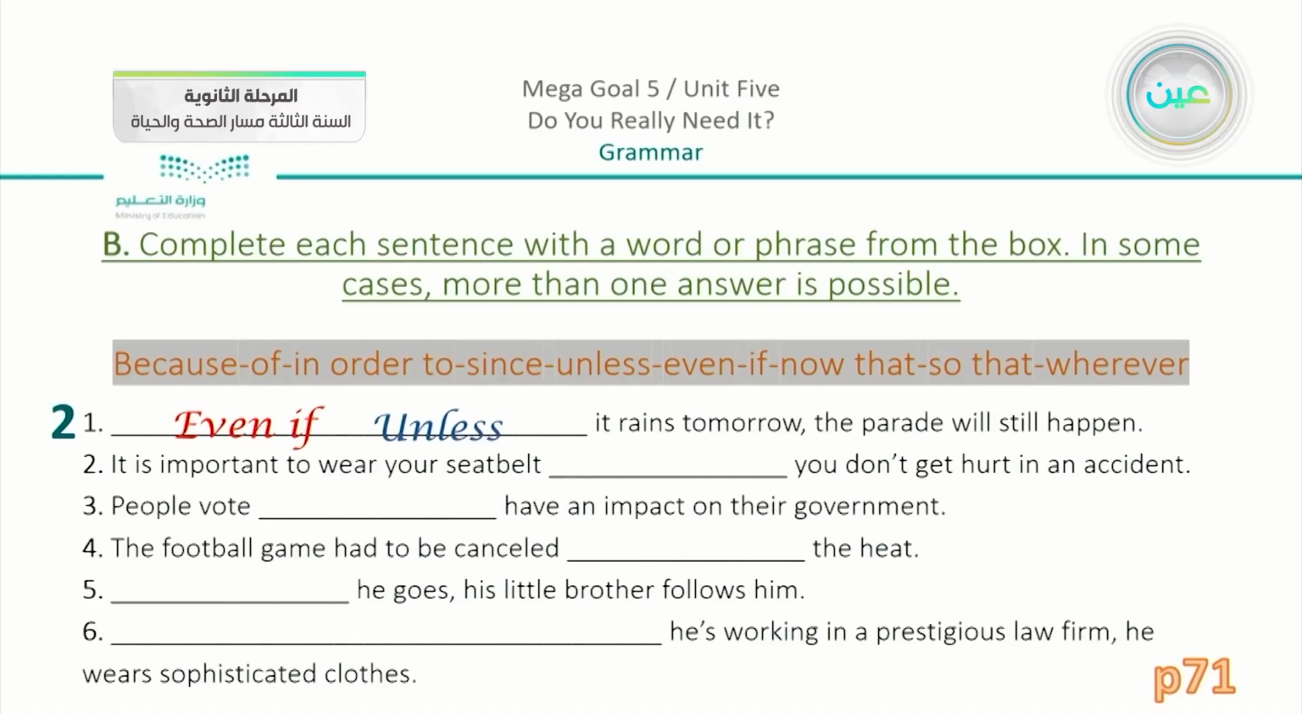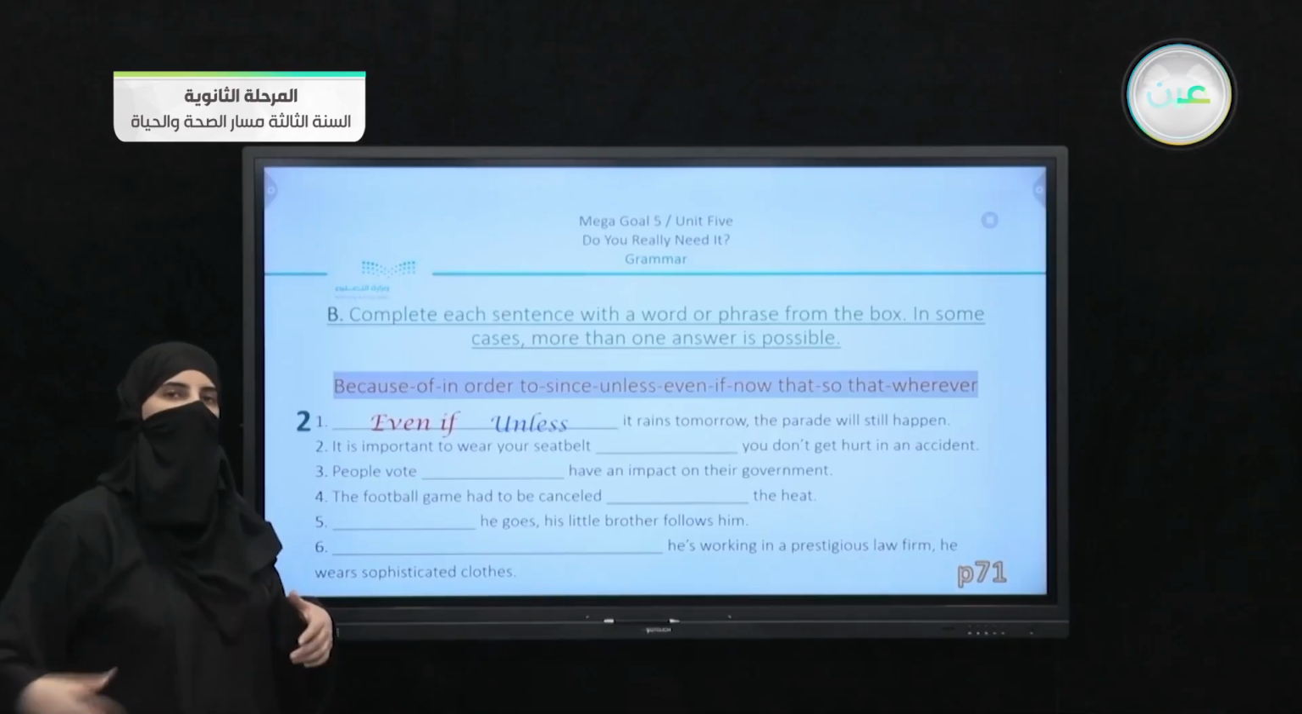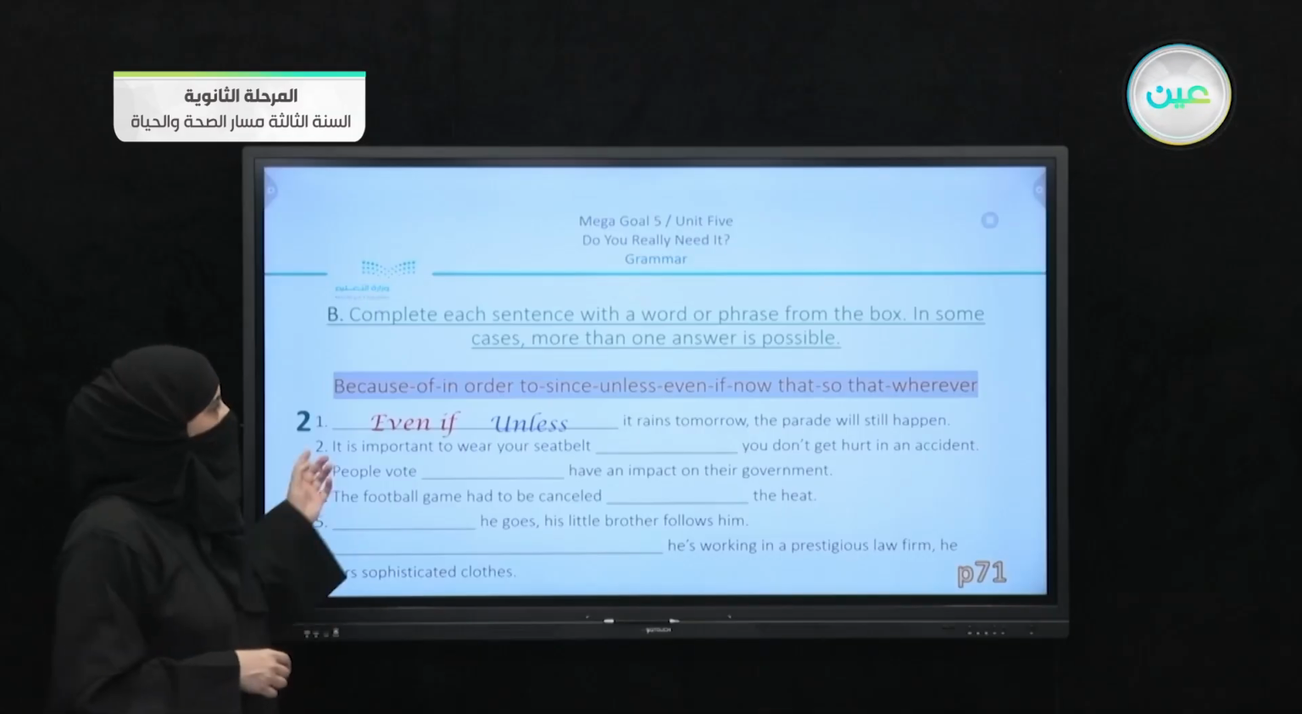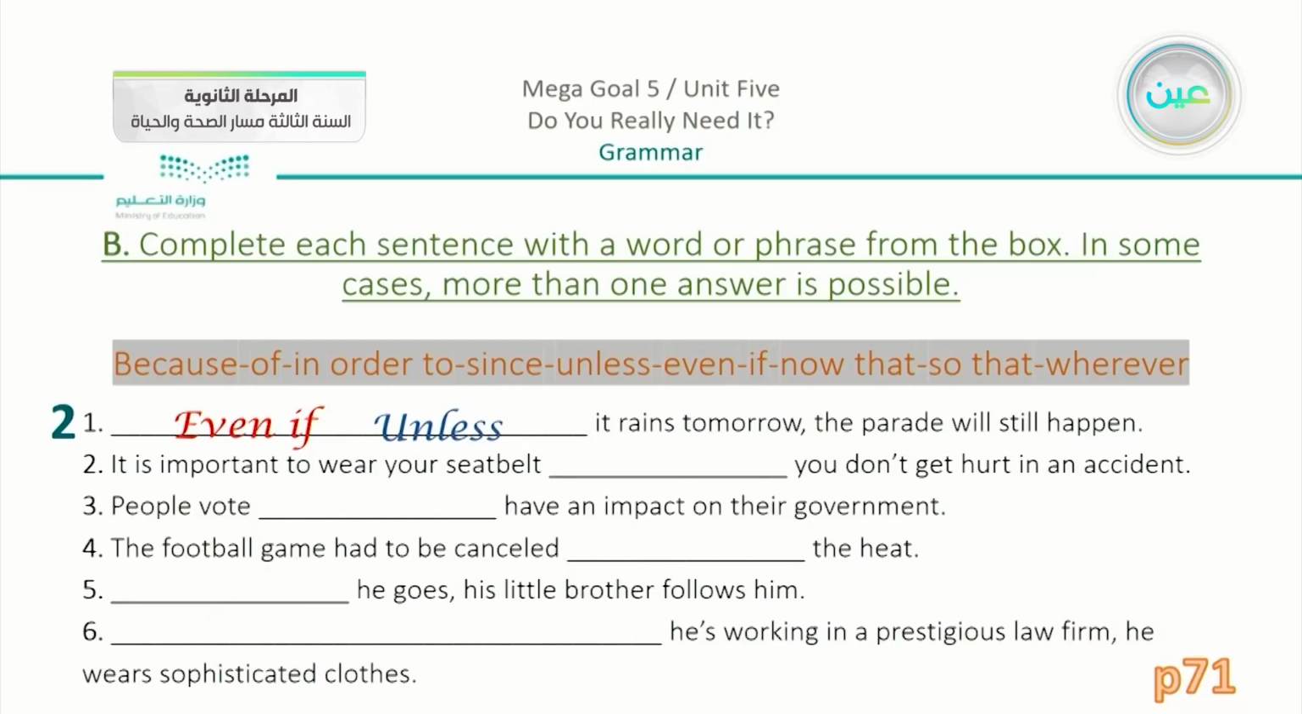Now, number 2, it is important to wear your seatbelt. You don't get hurt in an accident. So I'm looking for a purpose here. What is the purpose of wearing a seatbelt? Now you can see the conjunctions that go with purpose. We have because of, in order to, since, unless, even if, now that, so that, or wherever. Now we can see that there is purpose here. We have so that you don't get hurt in an accident.